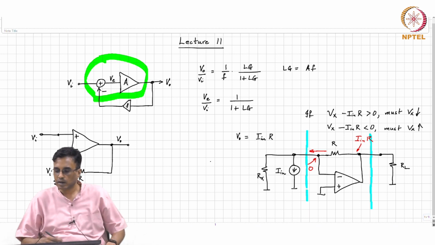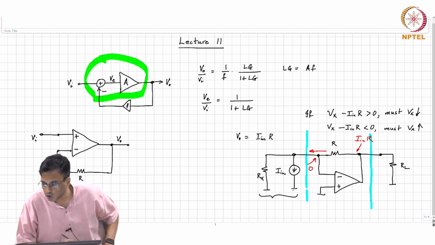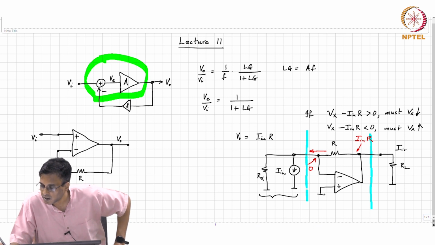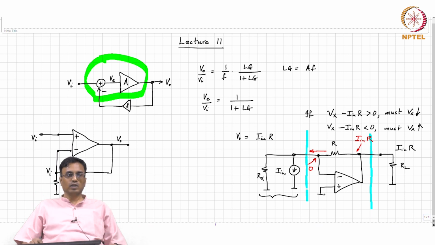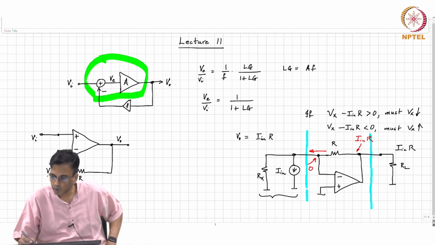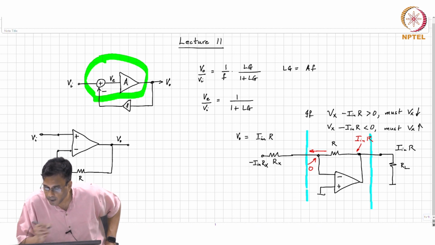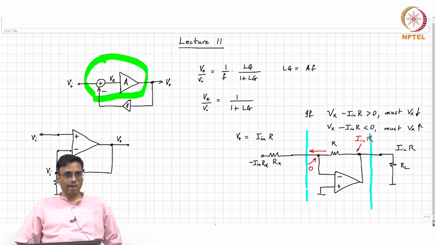All right. Okay. Now, if you have a current like this, this output voltage is of course In times R. Can I replace this current source in parallel with a resistor by an equivalent? A current source in parallel with a resistor is equivalent to a voltage source in series with the resistor. So what is the value of the voltage source? Pardon? This is Rx. So this is minus In times Rx.